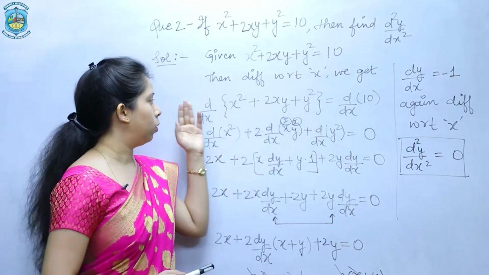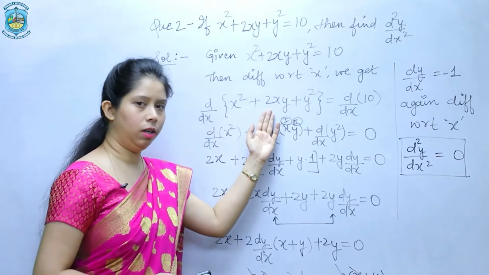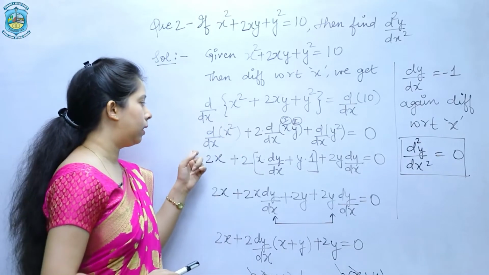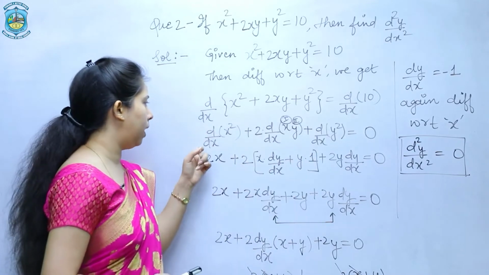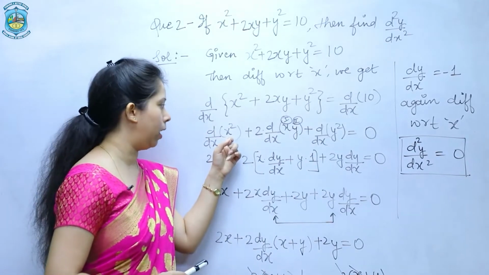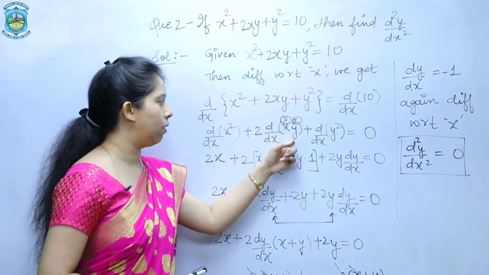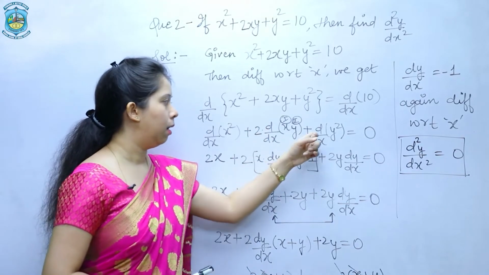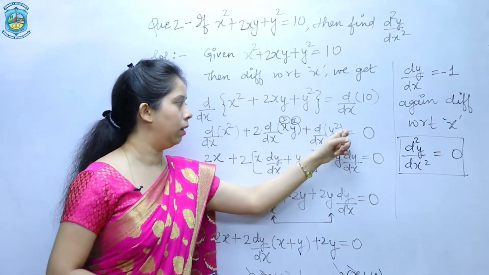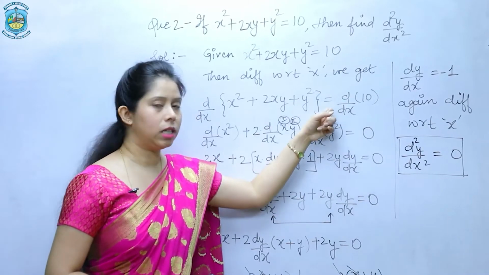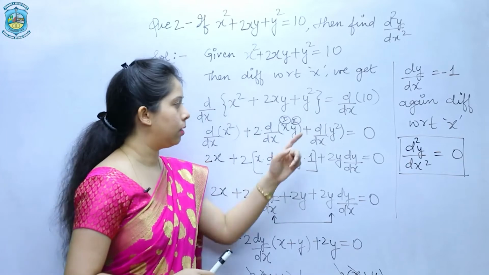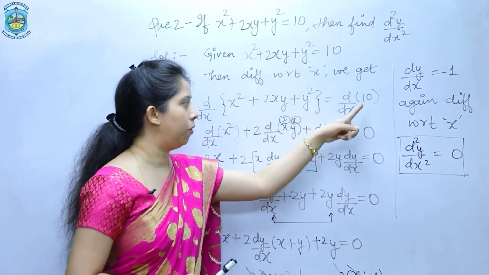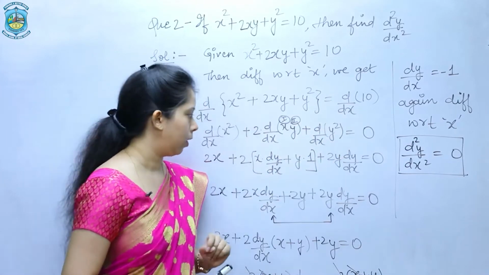Now, here on the left hand side, we will apply the rule that the derivative of a sum of functions is equal to the sum of the derivatives of the functions. So, that becomes d by dx of the first function, that is x square, plus d by dx of the second function, that is 2xy, plus d by dx of y square is equal to. Now, as we all know, the derivative of a constant is 0. So, d by dx of 10 becomes 0.